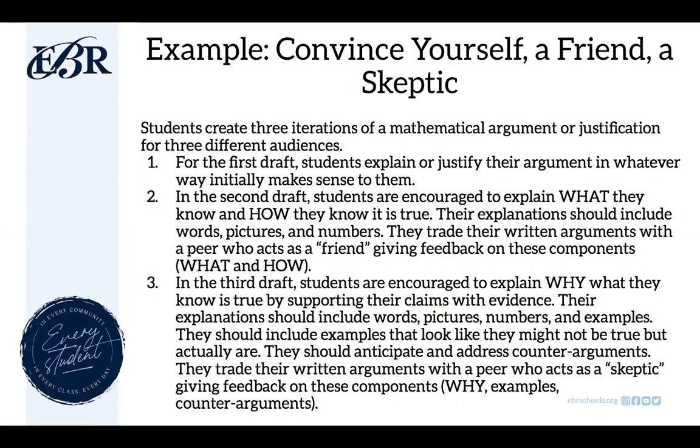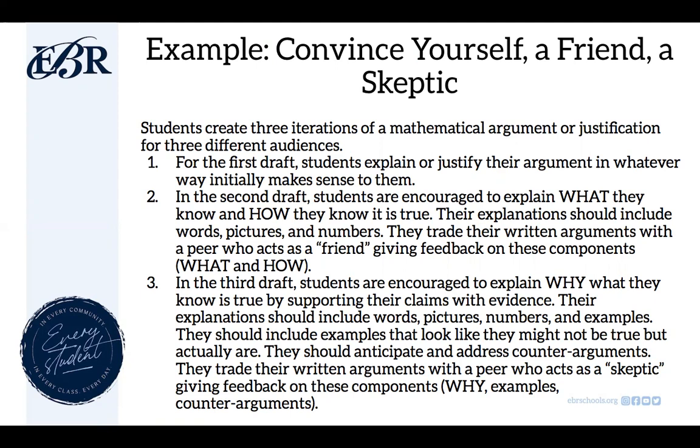Students create 3 iterations of a mathematical argument or justification for 3 different audiences. In the first draft, they explain or justify their argument in whatever way makes sense to them. In the second draft, they're encouraged to explain what they know and how they know it is true. Their explanations should include words, pictures, and numbers, and then they trade their written arguments with a peer who acts as a friend, giving feedback on those components.